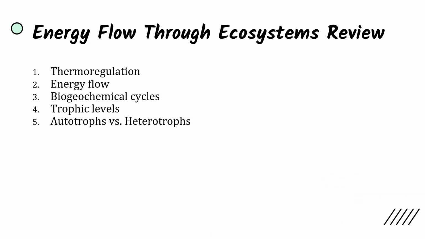So there you have it. Energy flows through ecosystems. We discussed thermoregulation and the maintenance of homeostasis. We discussed energy flow through trophic levels and food webs, autotrophs versus heterotrophs, and lastly, cycling of nutrients through biogeochemical cycles.